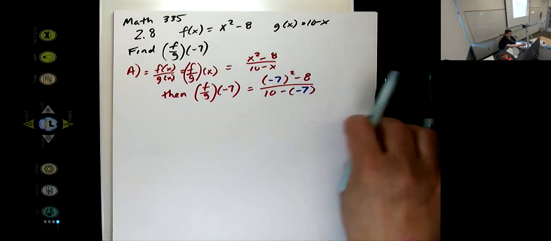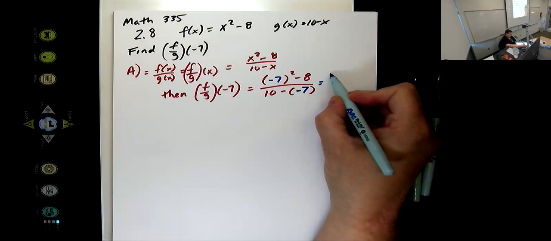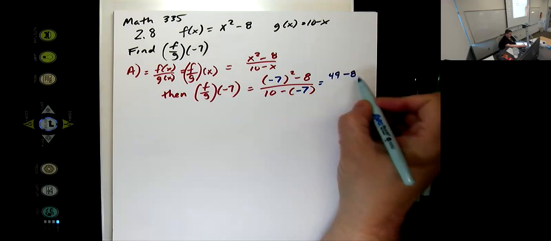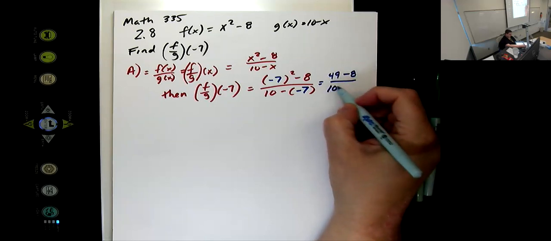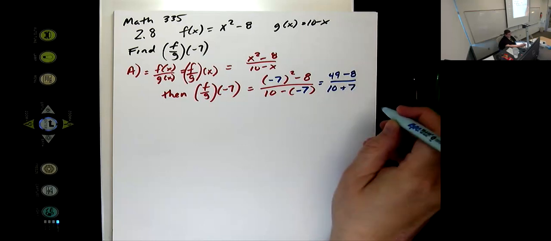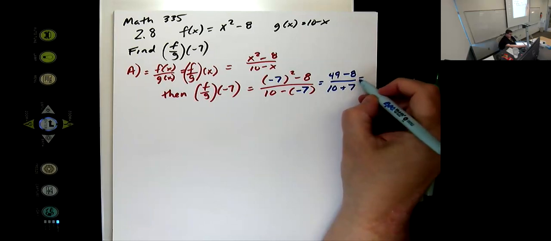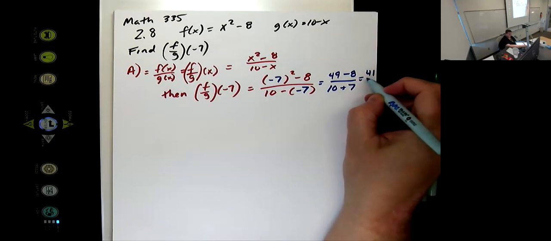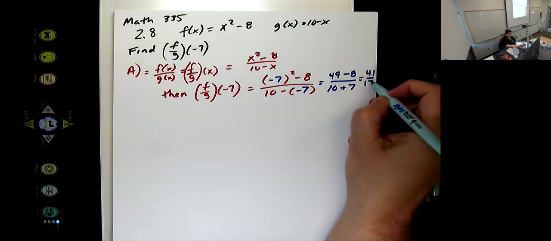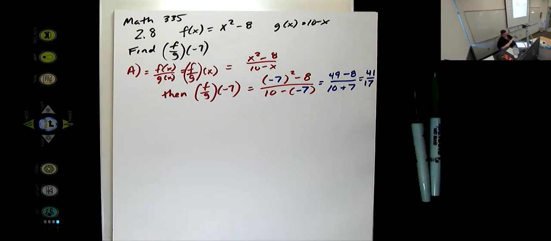-7 squared is 49. And then we have -8. And we have a negative, it turns into a plus. So we get 41 over 17. And both of those are prime numbers, so it doesn't get any better than that.